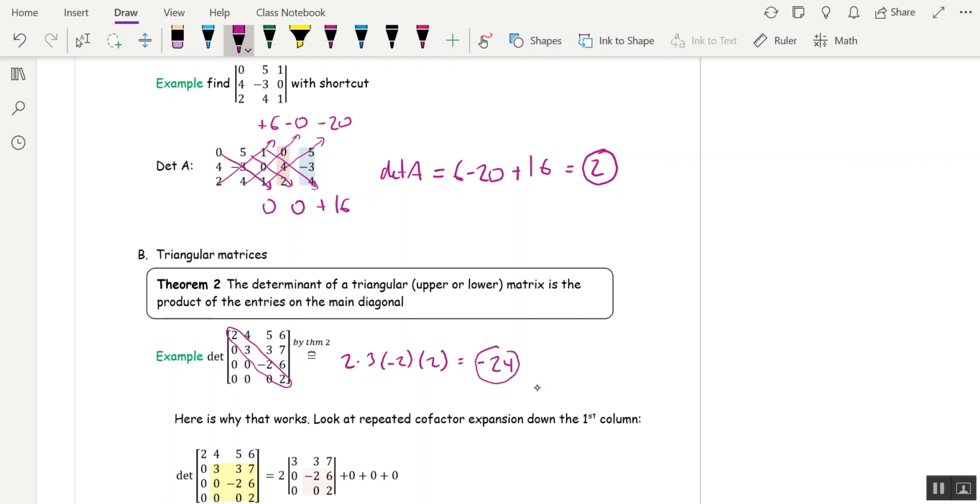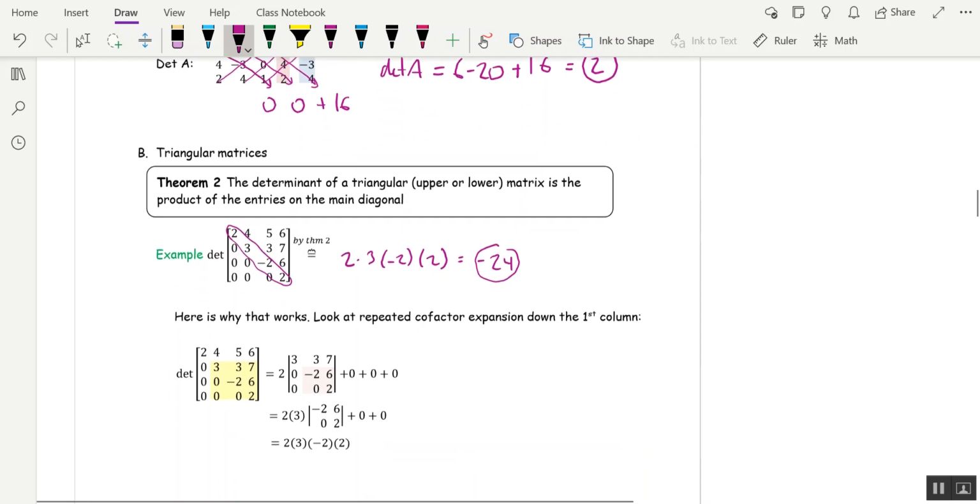Let me show you why that works. It works from cofactor expansion. So suppose we have an upper triangular matrix. This is the same matrix here. I'm going to do cofactor expansion down the first column. Why? Because every entry is 0 except the top one. And so the top entry lives in the 1,1 spot. I didn't write the negative 1 squared there because it's positive 1.